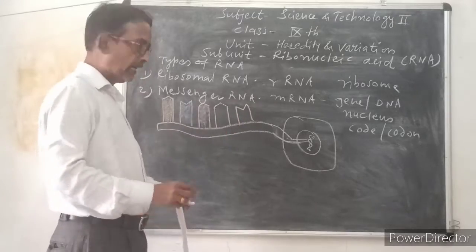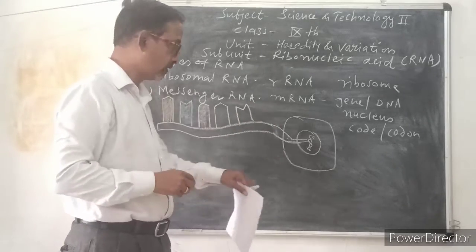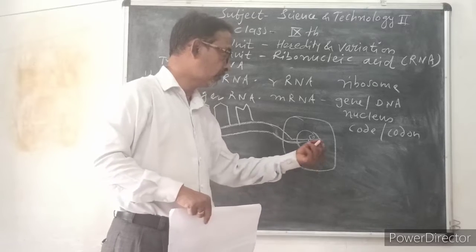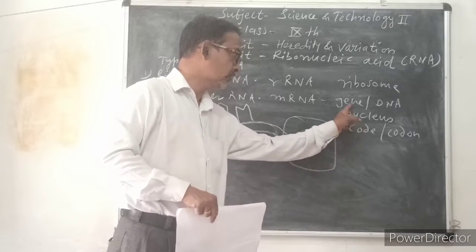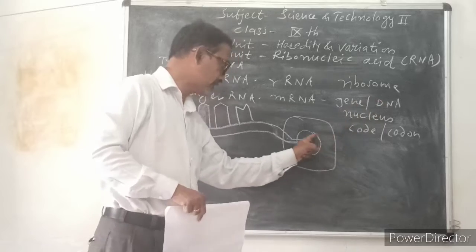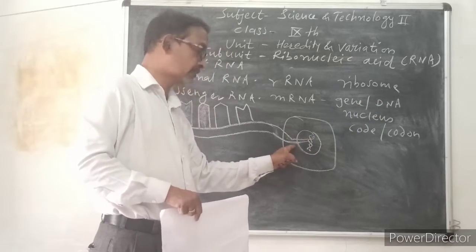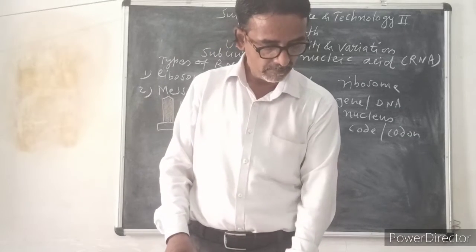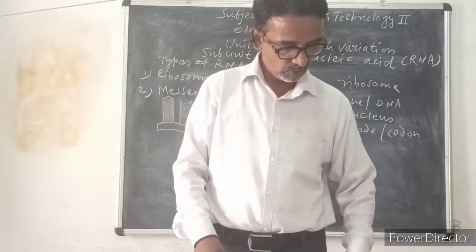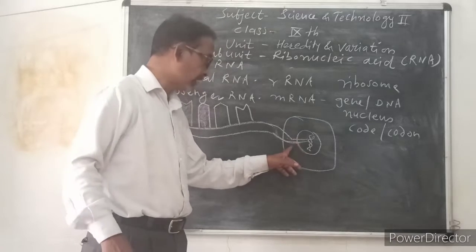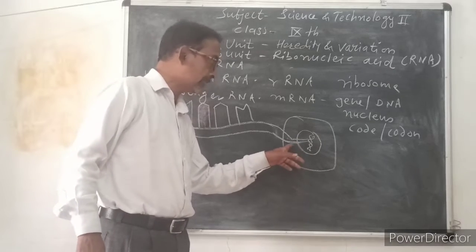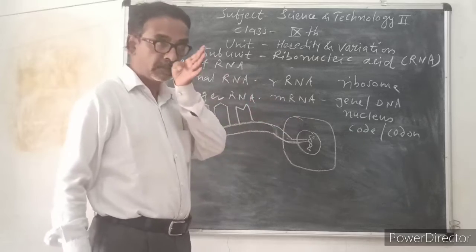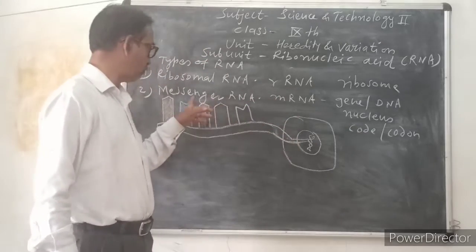and they carry the information from gene or DNA, and it is carried outside the nucleus into the cytoplasm. So that is the function of what is called mRNA. It is carried to ribosome, and we have seen that ribosome is used for protein synthesis. So this is the second type of RNA.